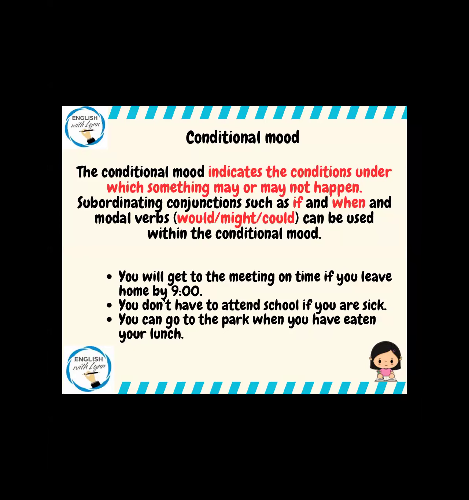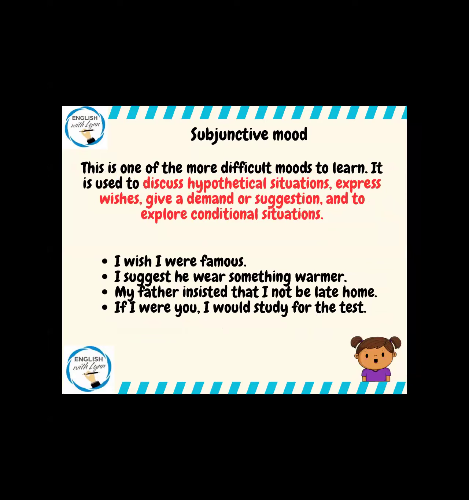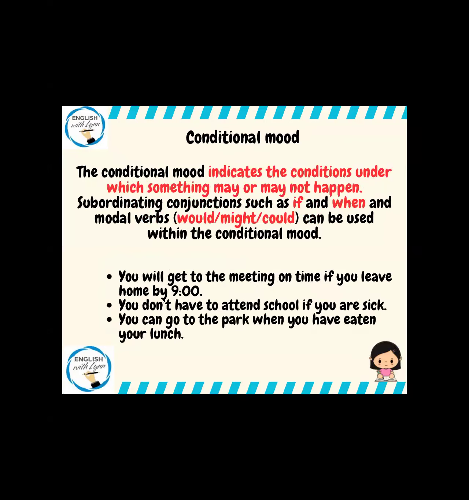Okay. Now, if I switch back to the previous screen here, if I were you, I would study for the test. So you've got the end part of it here. I would study for the test. That is the statement part of it. And if I were you is your subjunctive mood that gives the kind of conditional part of it. Okay. So just be careful with if I were you or if I was you, because if I was you would become the conditional mood rather than subjunctive mood.